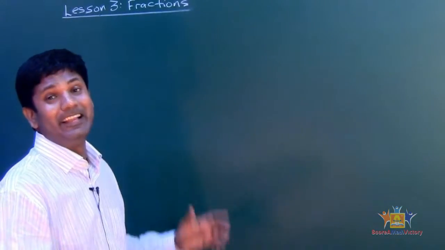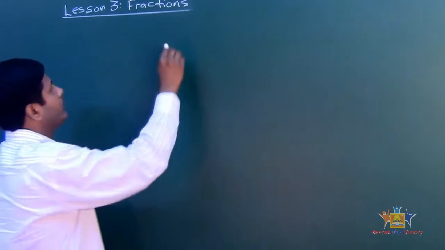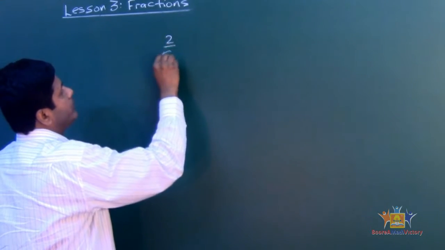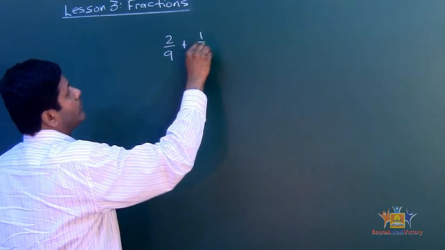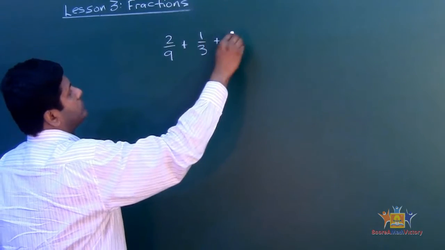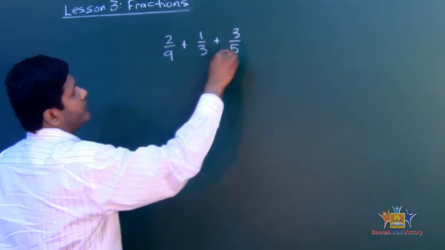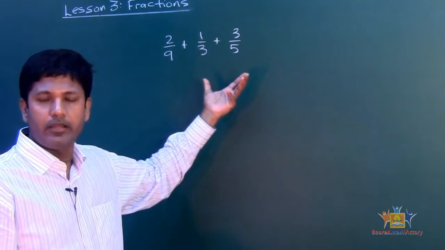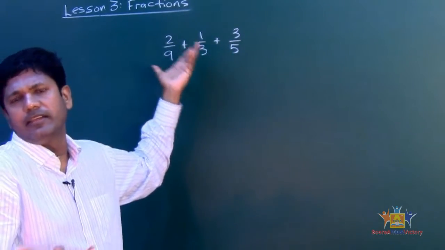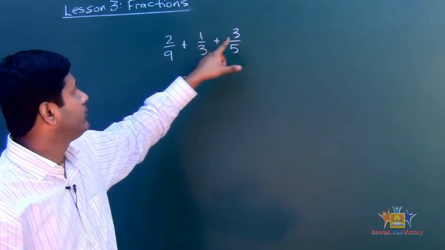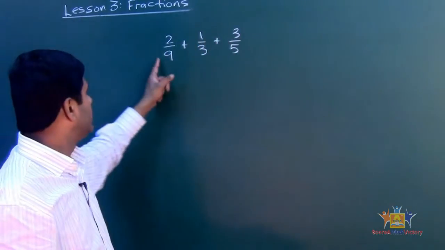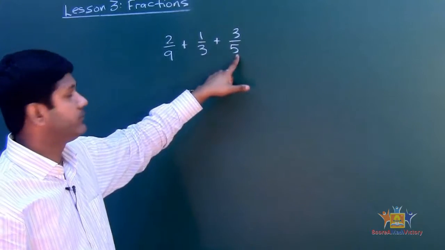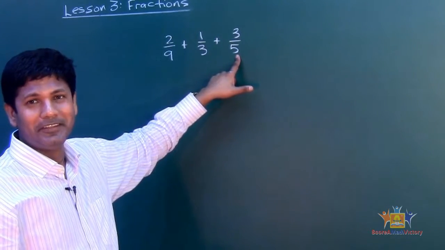Alright, my students, let's say for example, if I were to give you 2 over 9 plus 1 over 3 plus 3 over 5 and ask you to add this. Of course you cannot add it, am I right? Why not? Let's add them. 2 plus 1 is 3, 3 plus 3 is 6, 9 plus 3 is 12, 12 plus 5 is 17.